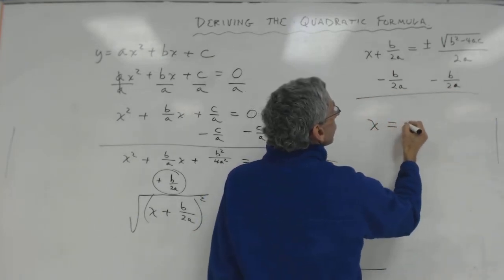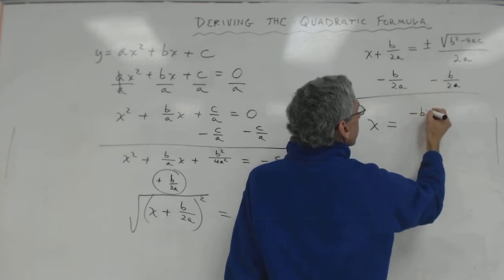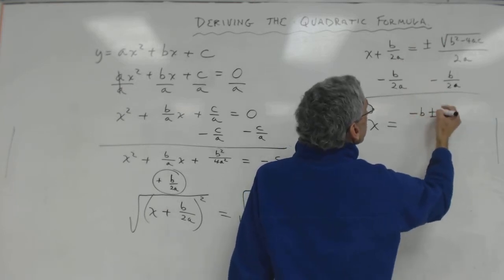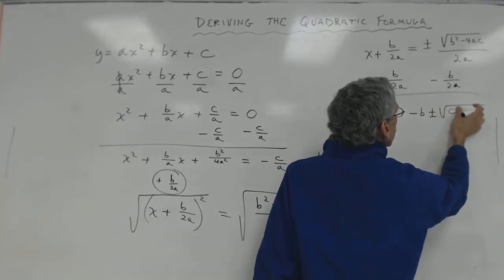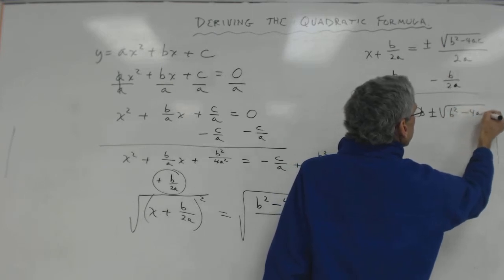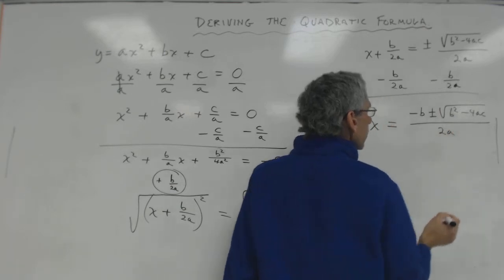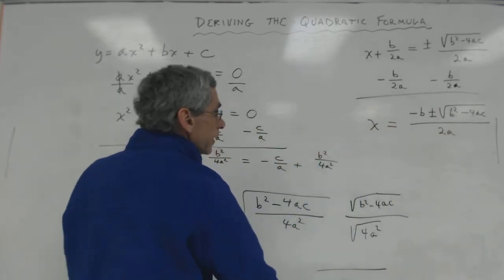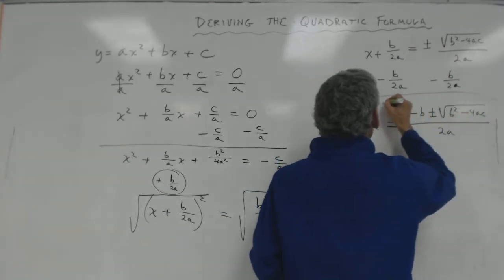X is equal to, I'm going to put my negative b plus or minus the square root of b squared minus 4ac all over 2a. Ladies and gentlemen, that is the quadratic formula.